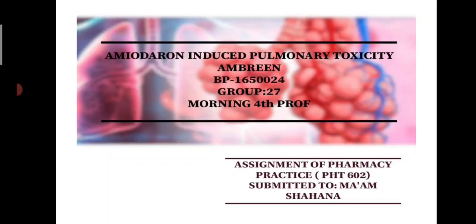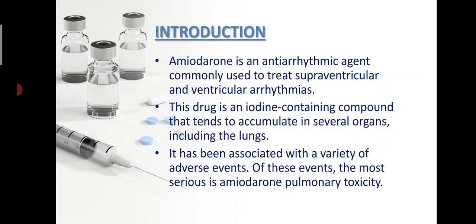It's the assignment of pharmacy practice and my topic is amiodarone induced pulmonary toxicity. Let's start with the introduction. Amiodarone is an anti-arrhythmic agent which belongs to class 3, a potassium channel blocker, and it is used to treat supraventricular and ventricular arrhythmias.